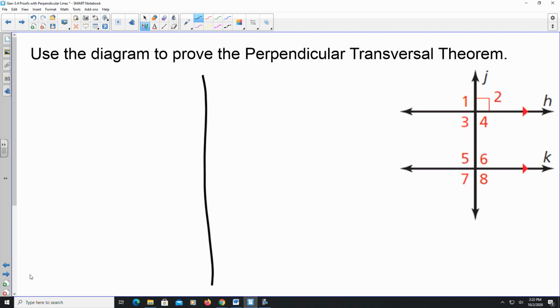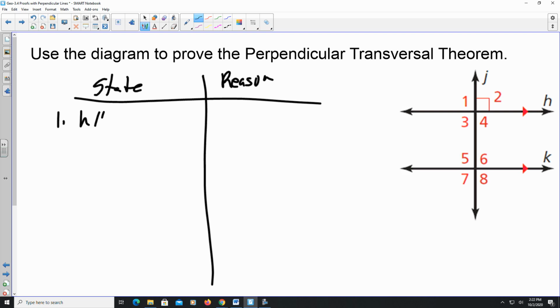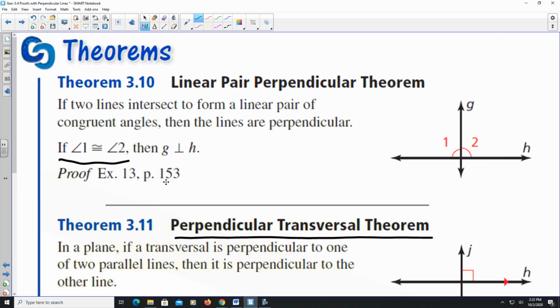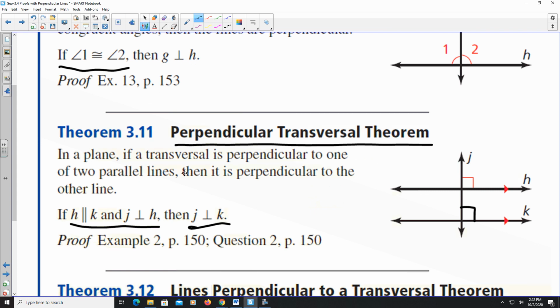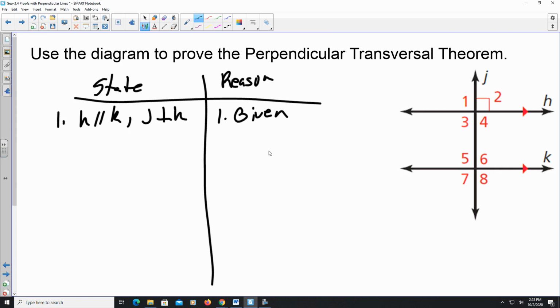So if we write out our proof, I've got my statements and my reasons. The first one is I can say that H is parallel to K, and I can also say that J is perpendicular to H. So that is our given. Now the conclusion: they want us to prove that J is perpendicular to K. So using what we have here, we're going to attempt to prove that.